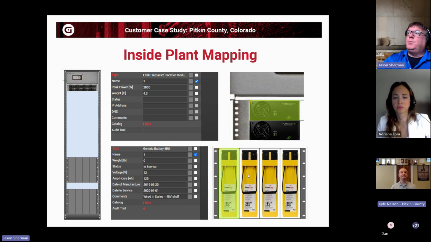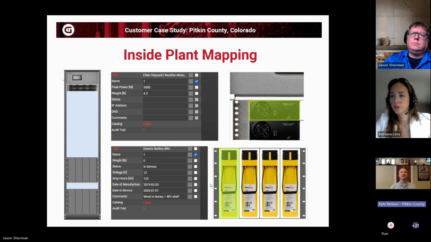Gotcha. Yeah, it's pretty interesting. I hadn't seen the batteries slotted and where you put those in like that. So that's pretty cool. I noticed also you had dates in here, date in service, date of manufacture, and that kind of stuff. Are you using those dates in any way in reports or anything right now, or is that a future thing maybe?